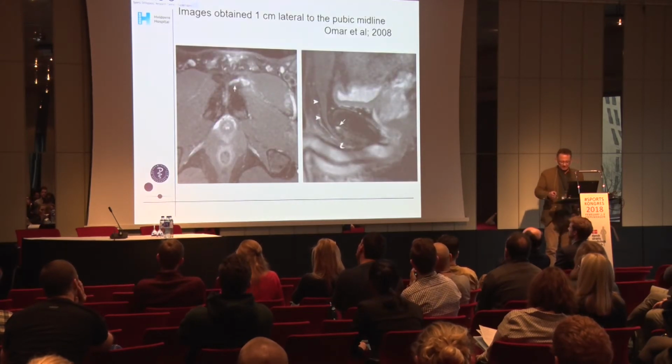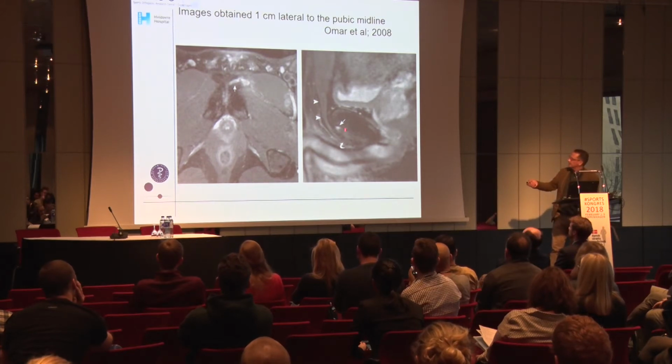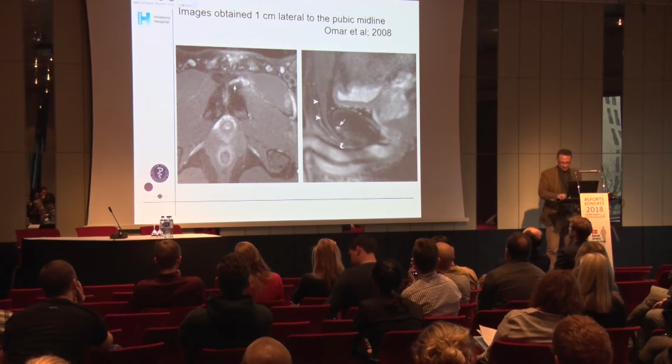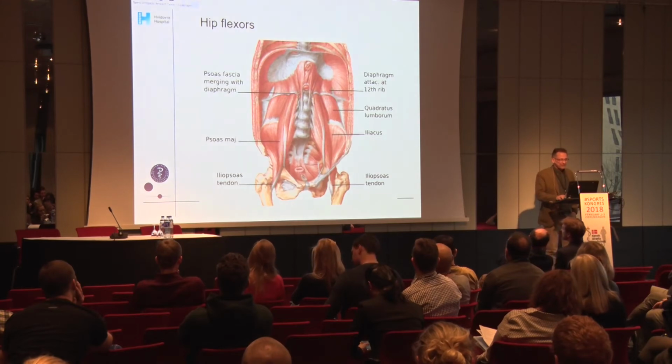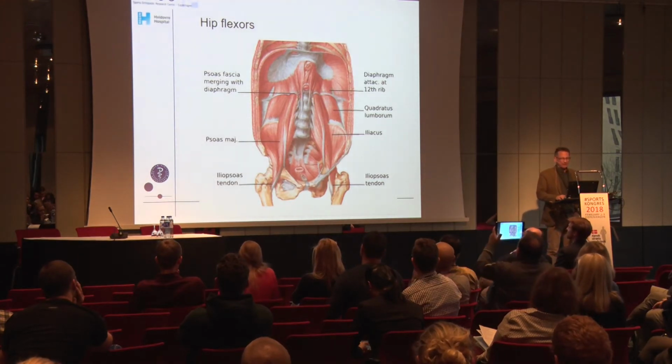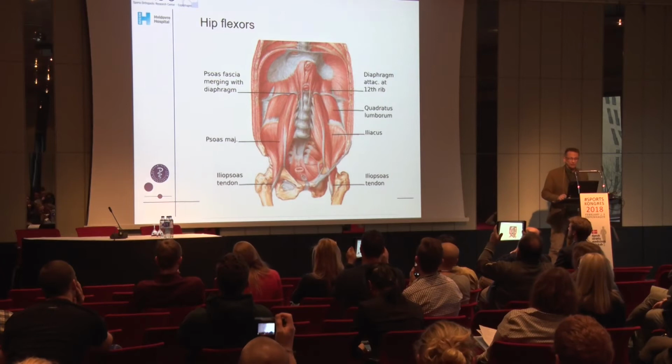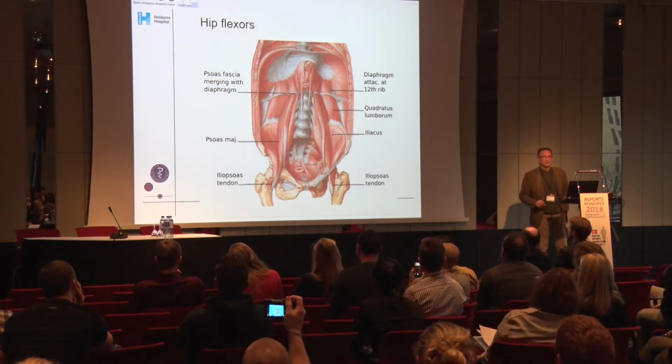And here you can see the MRI images I told you about, where you have this lesion, but it's obtained lateral to the pubic midline. Then we have the hip flexors. And first of all, we have the psoas.